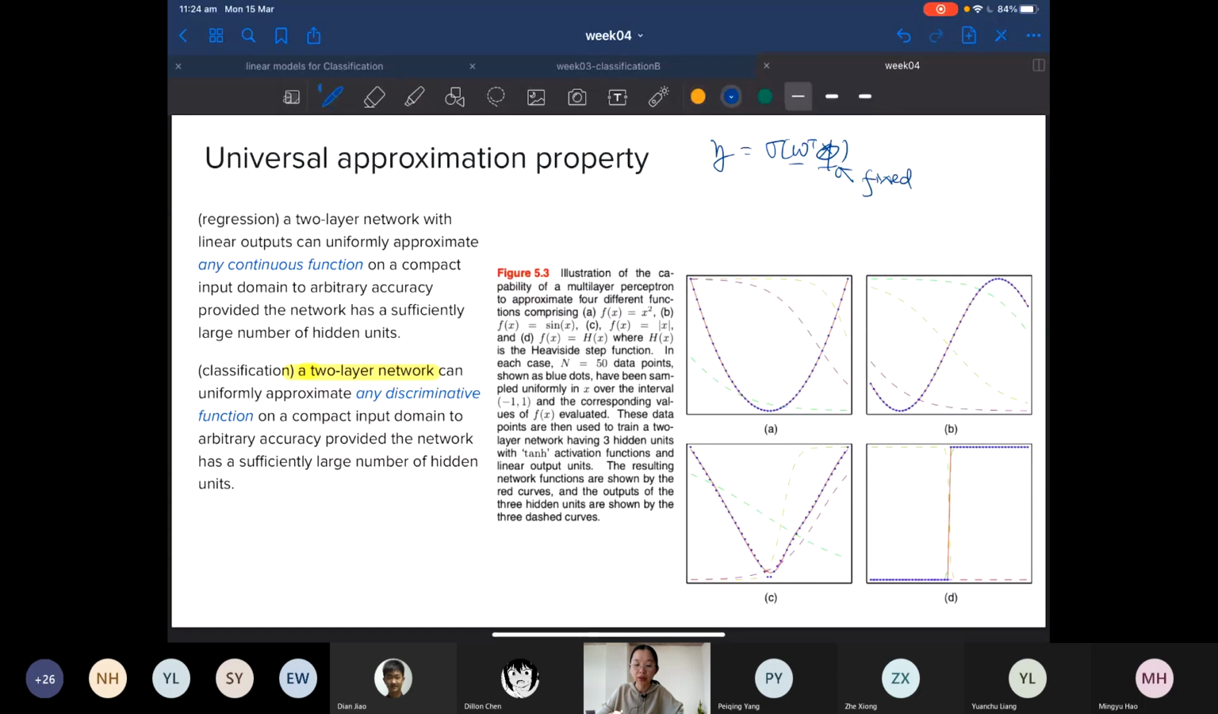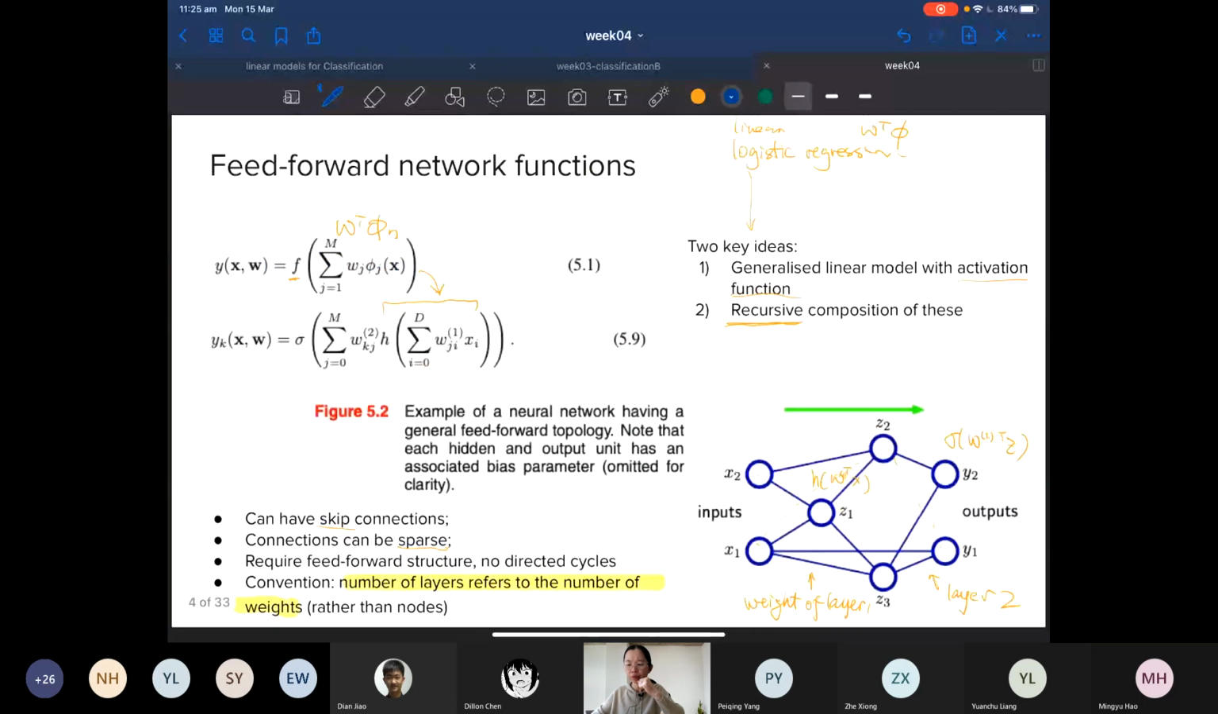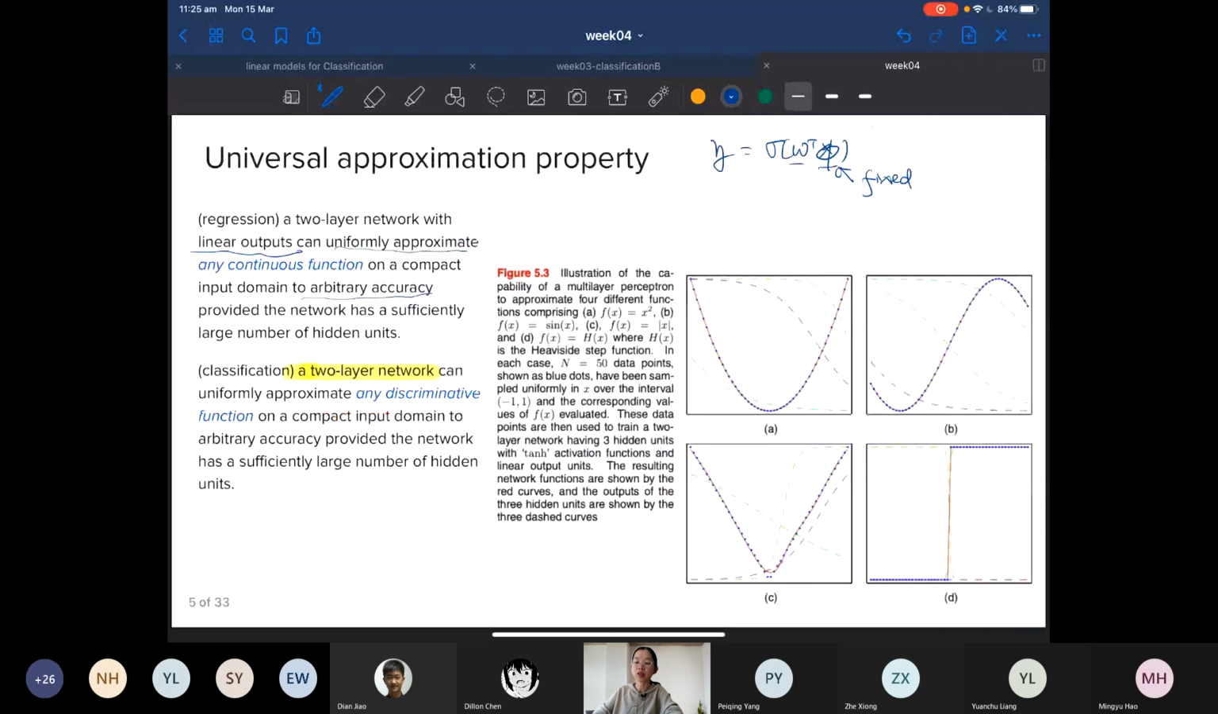Uniformly approximate to arbitrary accuracy is a technical term. You don't need to care about this too much. So if the network has a sufficiently large number of hidden units. Moreover, it basically says we only need 1 layer of nonlinearity. So what it says is the output can be linear, but the hidden unit can have a nonlinearity. Then the combination can essentially approximate arbitrary functions.